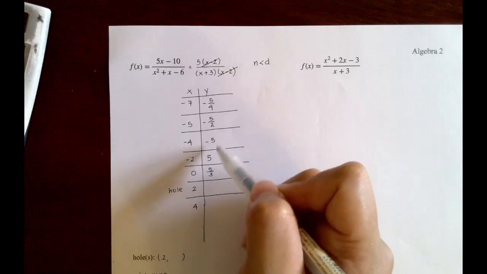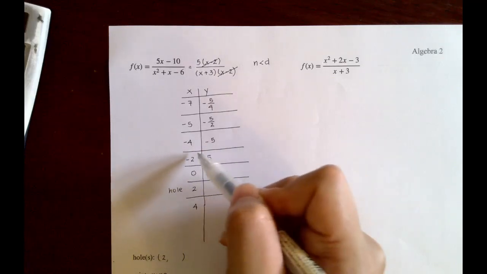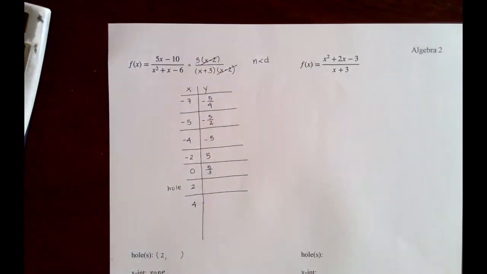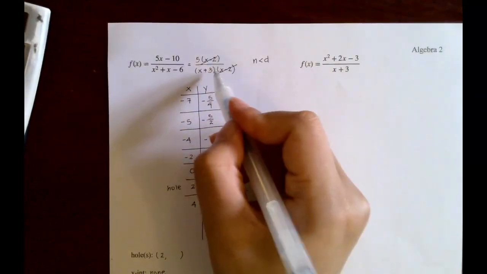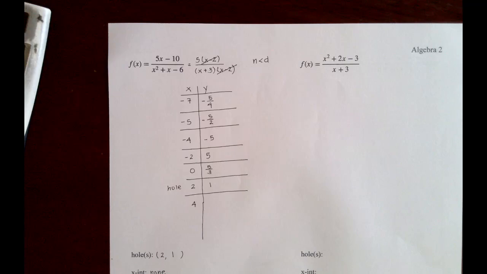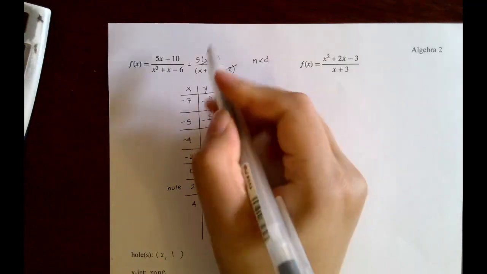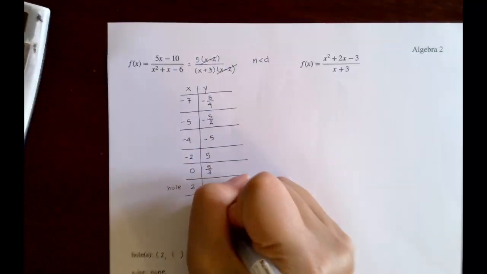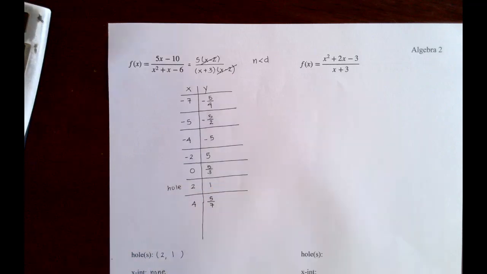I was like, how did it go from negative to positive? Because our asymptote is here. Okay. I was like, it's going to cross. Okay, we're good. So 2 plus 3 is 5. 5 over 5 is 1. So our hole is at 2 comma 1 now. We know. And then 4 plus 3 is 7. So this becomes 5/7. Okay.